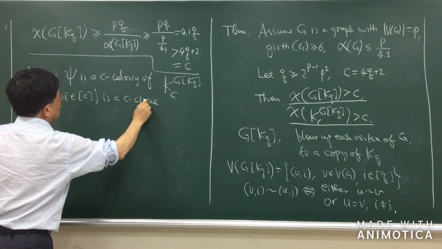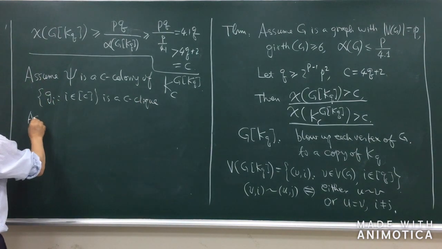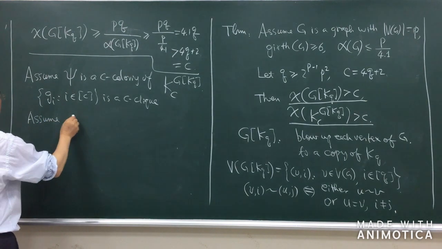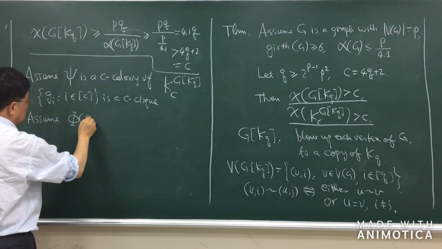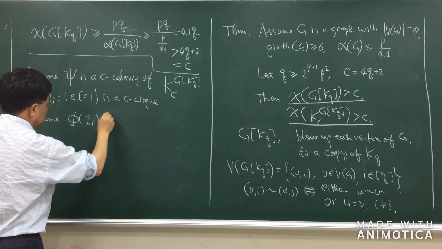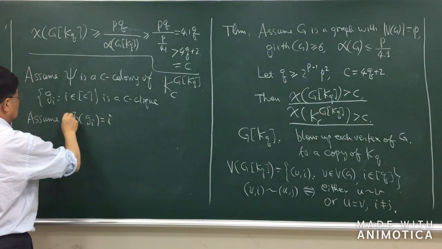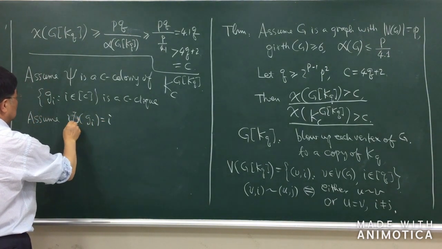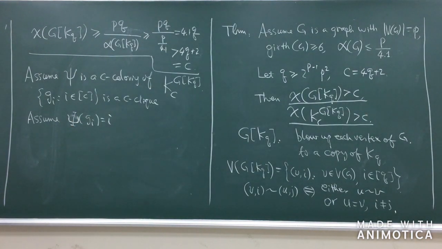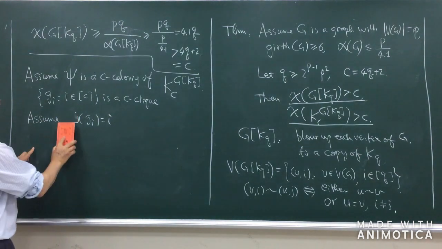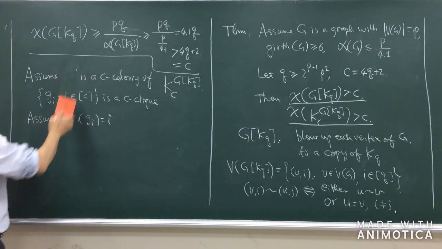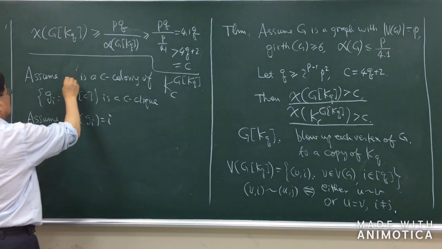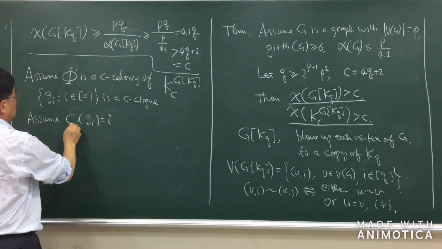So they must be colored by distinct colors. So we can assume this is the coloring. We use sigma to denote this coloring. So we can assume this is i. Maybe I write a 5, it is easier to write. Something not used, and use this 5.